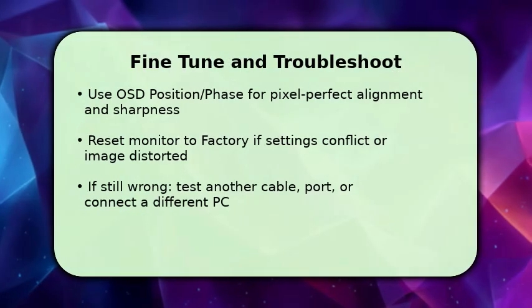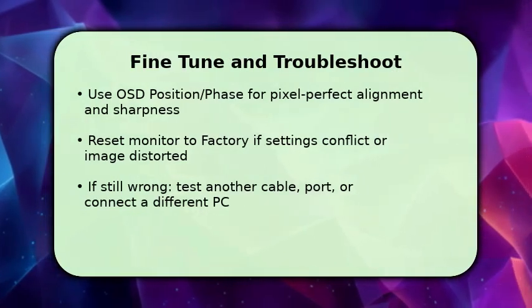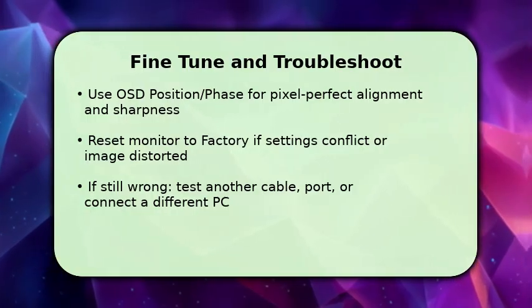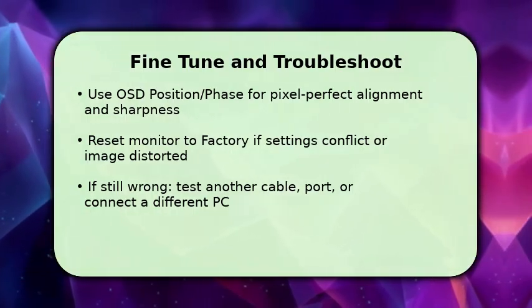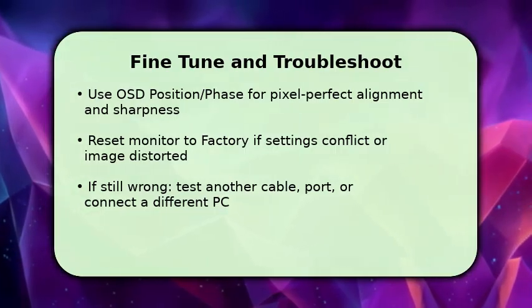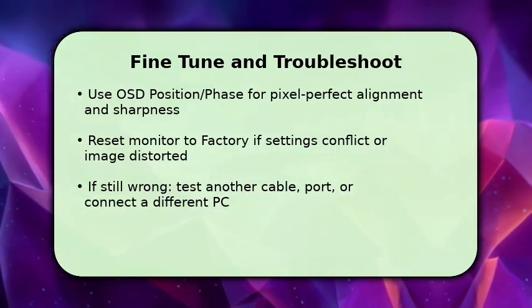Finally, you fine-tune position and sharpness to complete the adjustment. Use the OSD position and phase controls for pixel alignment and to remove any jitter. If settings conflict or the picture remains distorted, reset the monitor to factory defaults to clear custom values.